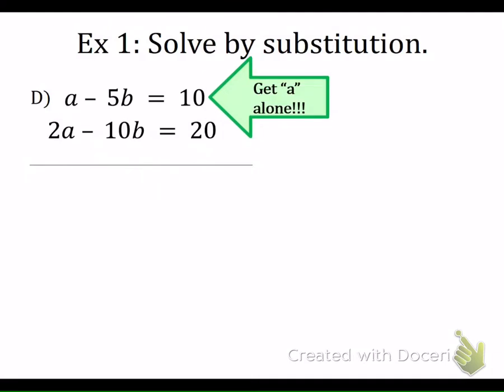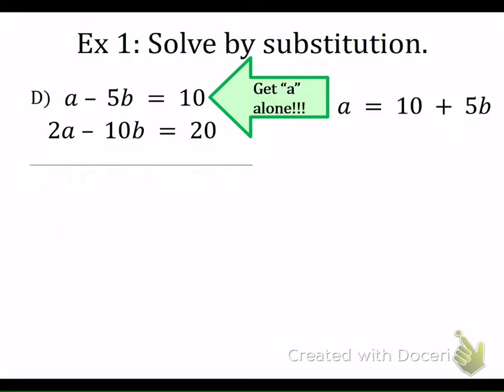I'm going to get that a by itself. All right. So again, if you want to sneak the 5b by the equal sign, you can. That's just kind of what I'm used to doing. Here, it has the 10 in the front. Either way, it's fine. Addition is commutative, so order does not matter.